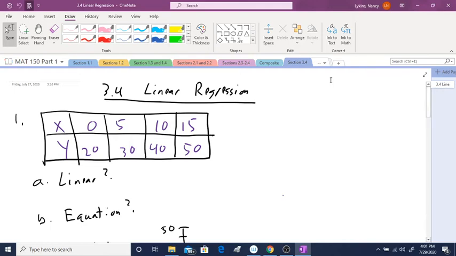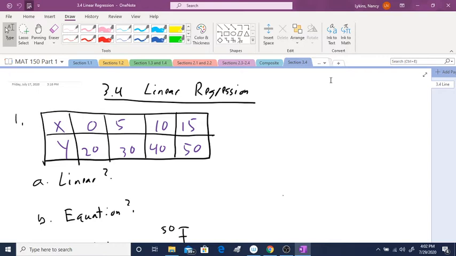Okay, welcome back. 3.4 for my Math 150 class. We're going to be talking about linear regressions. Now, linear regressions are similar to linear functions. It's the same type of principle, but we're going to start seeing something a little bit different. We're still going to be using our calculator.